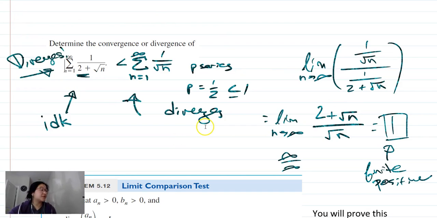So, the limit comparison test gets us farther than the direct comparison test sometimes. But the direct comparison test is a lot easier to use, right? Because you don't have to evaluate a limit. You just look at your series and compare it and see, does this help?